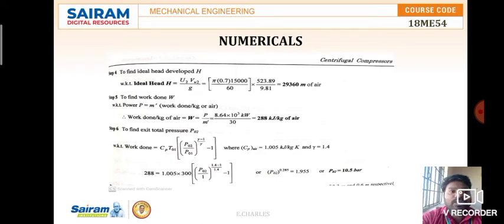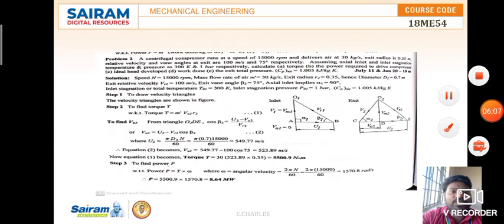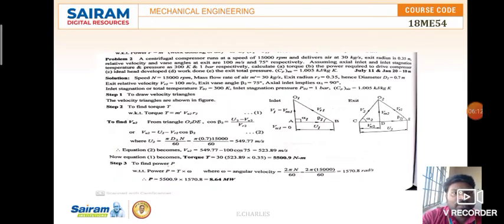So this is how to solve the centrifugal compressor problem. Once again we'll do a recap. Speed is 15,000 rpm and mass flow rate is 30 kg per second. Exit radius 0.35, diameter d2 is 0.7 meters. Exit relative velocity Vr2 is 100 meters per second. Exit vane angle beta 2 is 75 degrees. Axial inlet implies alpha 1 is 90. Inlet stagnation temperature T01 is 300 Kelvin, inlet stagnation pressure P01 is 1 bar, and Cp of air is 1.005 kilojoules per kg Kelvin.